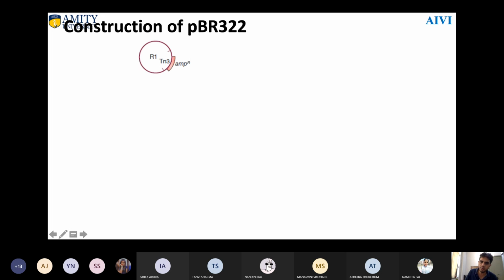Okay, so the first thing, R1. R1 gives you ampicillin resistance. Second is R65, which gives you tetracycline resistance, and third is pMB1. What does it give you? It gives you the origin of replication. So what you did then, you again have ColE1. This origin of replication, tetracycline, all of these you transfer to the ColE1 plasmid.